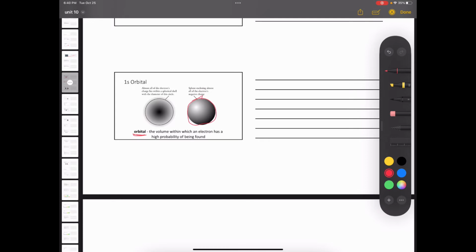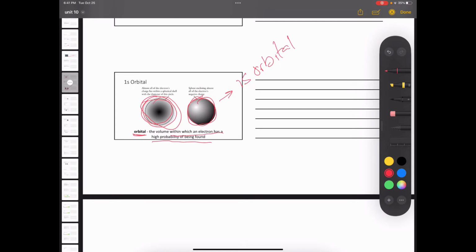It is the volume within which an electron has a high probability of being found. Almost all the electron charge lies within a spherical shell with a diameter of the circle. So the spherical shell that you see here, this is where there's a high chance of finding the electron, but as you see, because the electron is really moving at a high speed. So the spherical shape represents the 1s orbital.